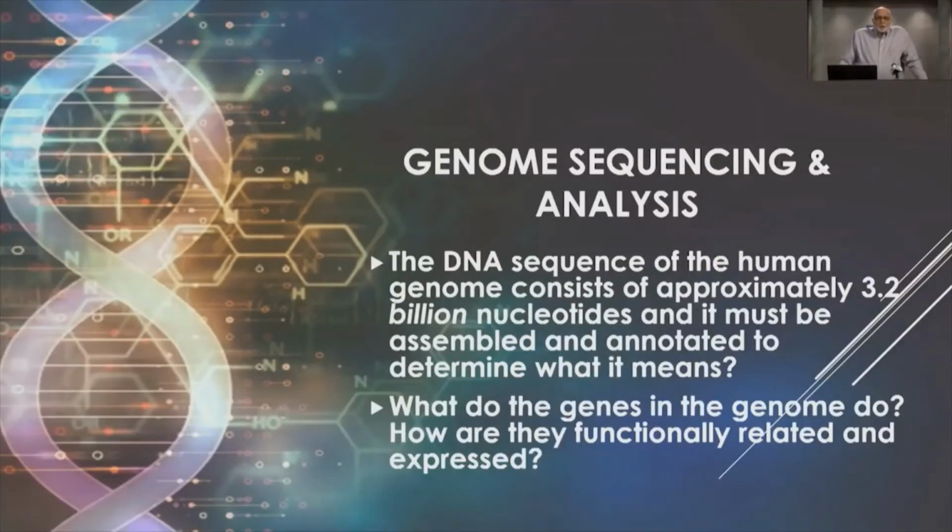The DNA sequence of the human genome consists of approximately 3.2 billion nucleotides. And to understand its function, it must be properly assembled and annotated. We want to know what the genes in the genome do. We want to know how they are functionally related and how they are expressed.